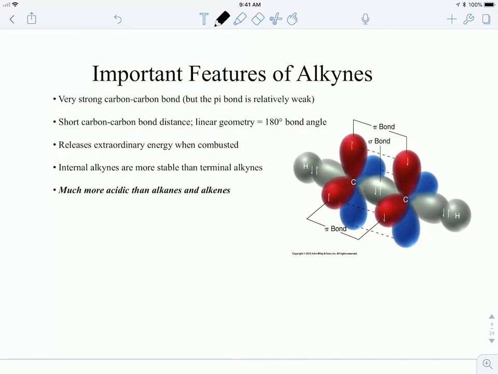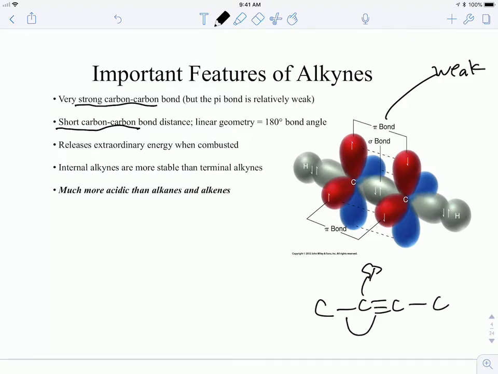All right, so what do you want to remember about alkynes? Well, they have a very, very strong carbon-carbon bond because it is a triple bond, but remember that to break one of those bonds is relatively easy because pi bonds are relatively weak. The carbon-carbon bond in the alkyne is the shortest carbon-carbon bond because triple bonds are shorter than double bonds. And remember that since these carbons are sp hybridized, the angle here is 180 degrees and the angle here is 180 degrees, so that would be a linear geometry. When you burn it, you release a lot of energy because it's a strong bond.